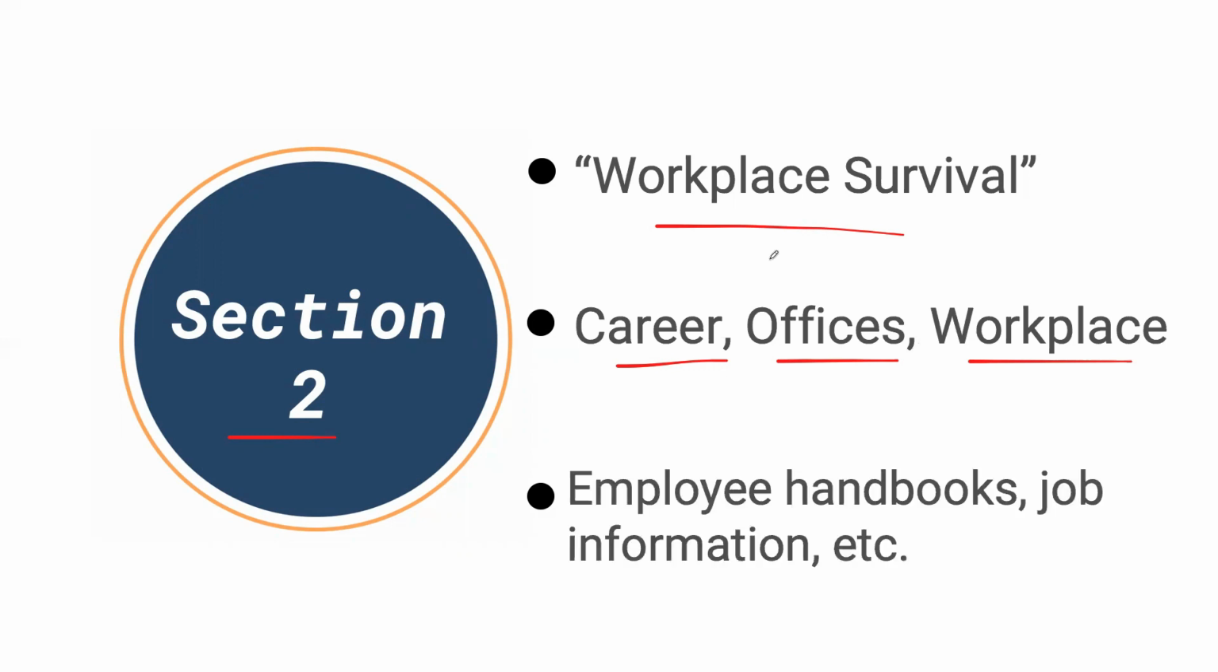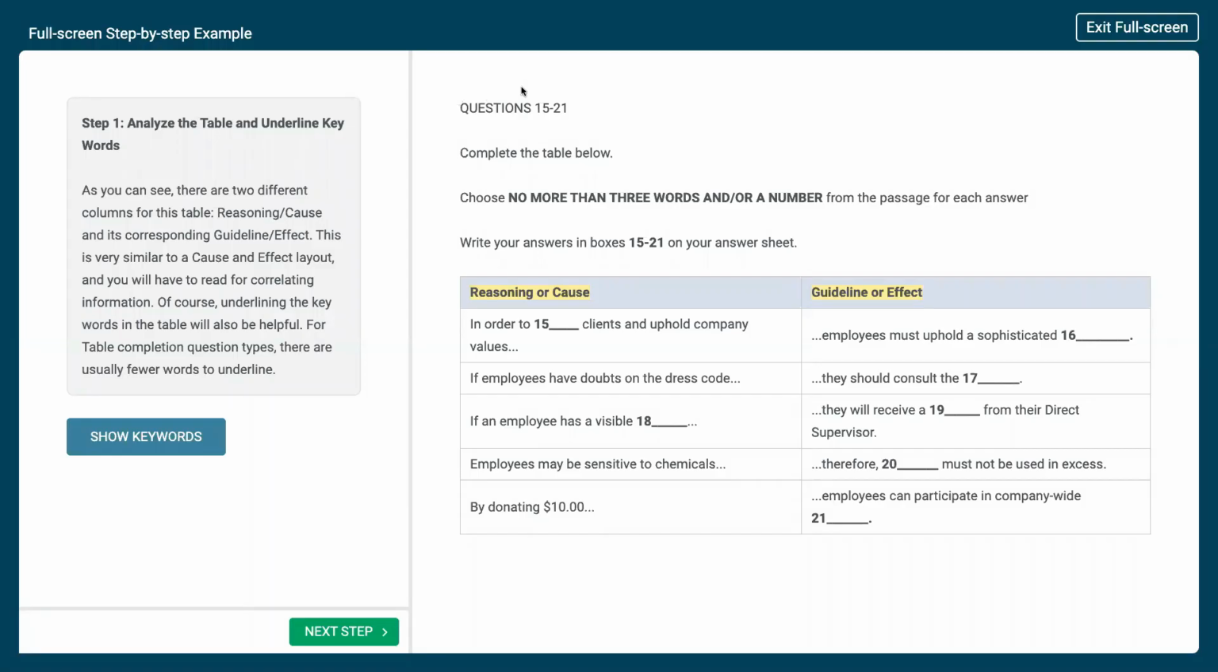Some really common examples include employee handbooks or information about jobs and ways that employees can be dismissed. It's a bit more technical when compared to section 1, but not as complex as section 3. All right, let's get started with our example for today. Our steps will be on the left-hand side, and everything we need to look at for our questions, the table, and the passage will be on the right-hand side.